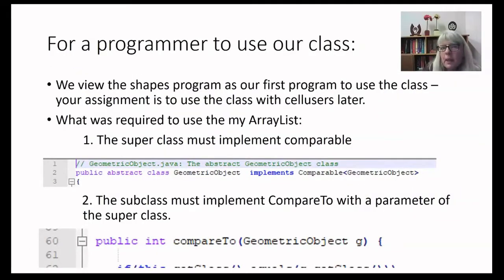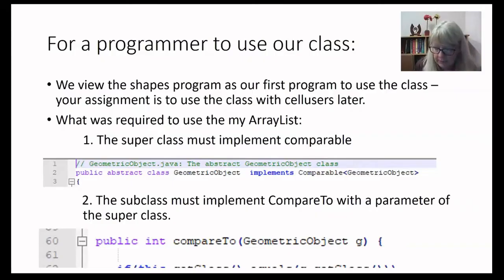Okay, now we have done the sort. We have worked through the entire class. And now we ask the question, if a programmer wants to use our class, what should he do? There's only a few steps of what should be done. And you should do the same steps in your assignment, because you have to get all of this working for the cell user class.